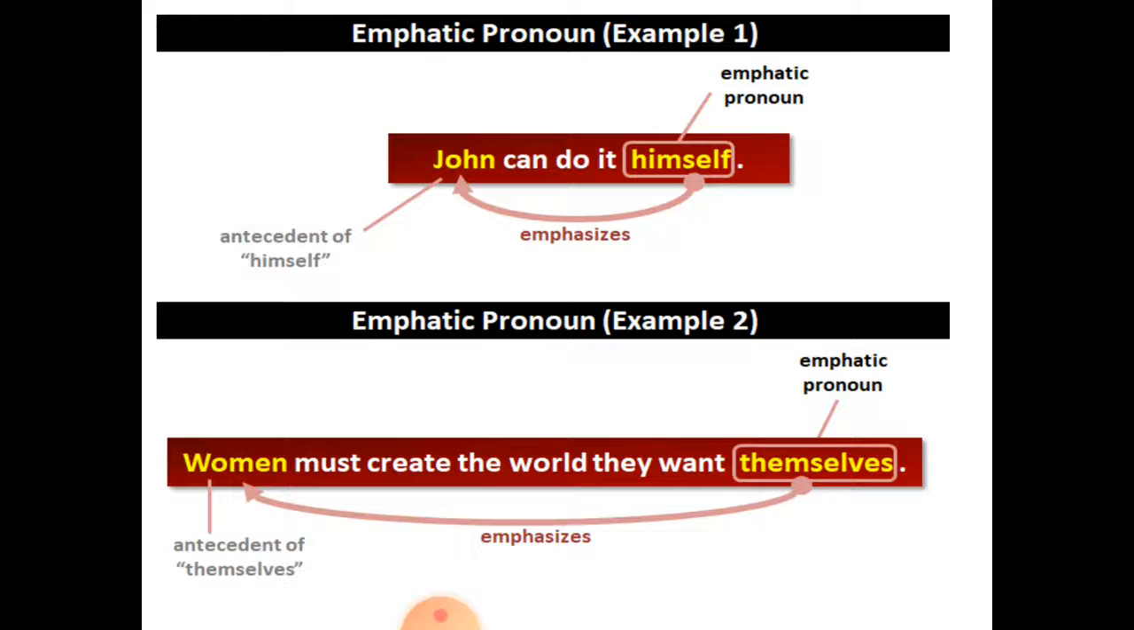Okay, let us take some more examples. Here you can see, John can do it himself. John अपने आप ये कर सकता है. So here the emphatic pronoun is himself, and on which word is the emphasis, who can do it? It is John. So what is the antecedent here? John. Women must create the world they want themselves. So here the emphatic pronoun is themselves, but on whom is the emphasis? Women. So women is the antecedent of themselves.